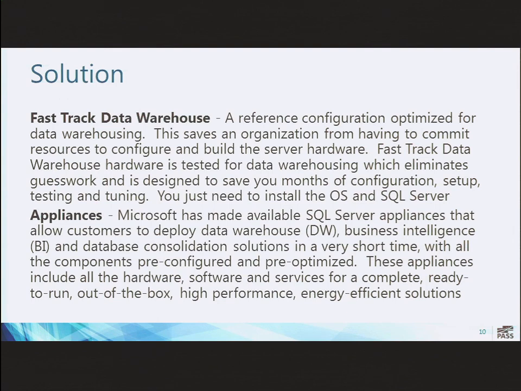Taking it one step further, an option is to get an appliance, which is built on the fast track data warehouse but is even more tuned, and everything's installed for you. So you literally call them up, say I want an appliance, they send it to you, you plop it on the desk or rack and plug it in, enter a few network things, network domain and password, and you're ready to go. And we're going to cover some of those appliances.